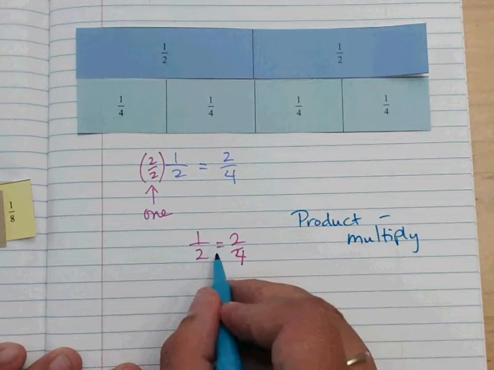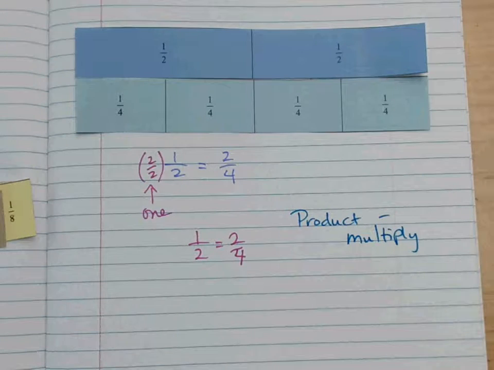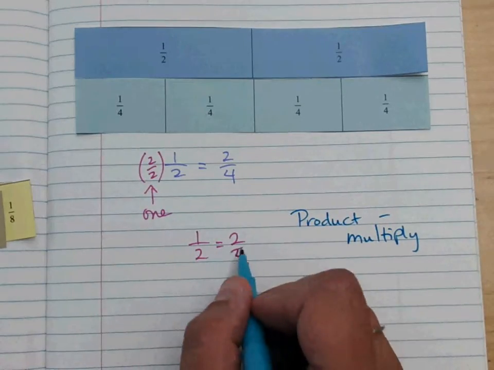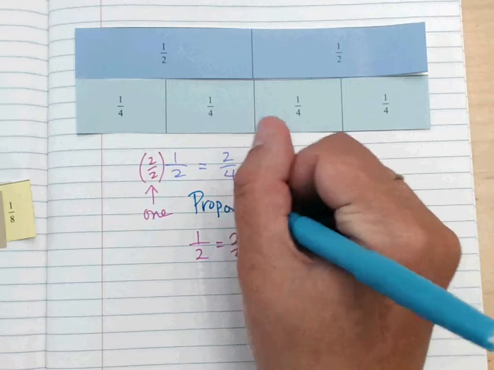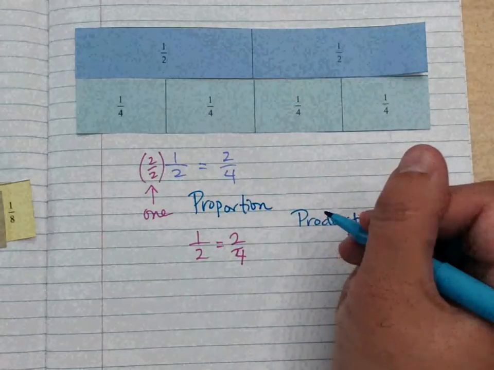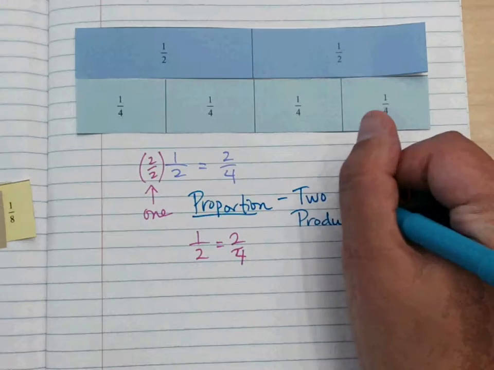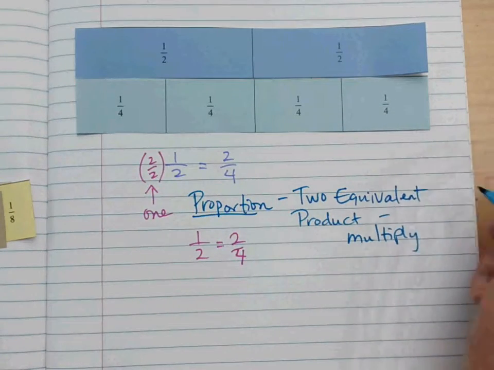Two equivalent fractions actually have a special name, and we're going to look at these more later, but I just want to give you the name so that you'll have it for later. Two equivalent fractions is called a proportion. Have you heard that word before, proportion? Proportion just means two equivalent fractions.